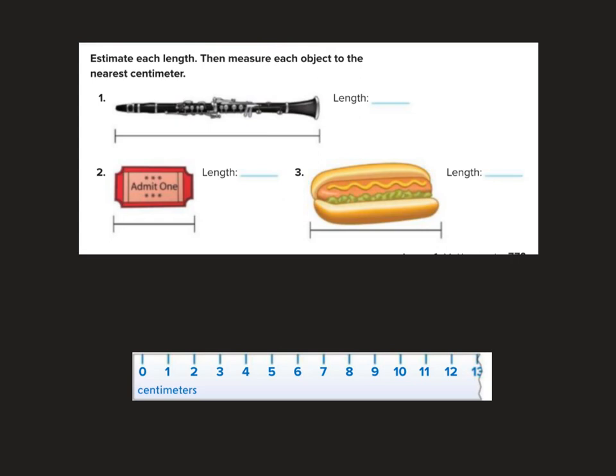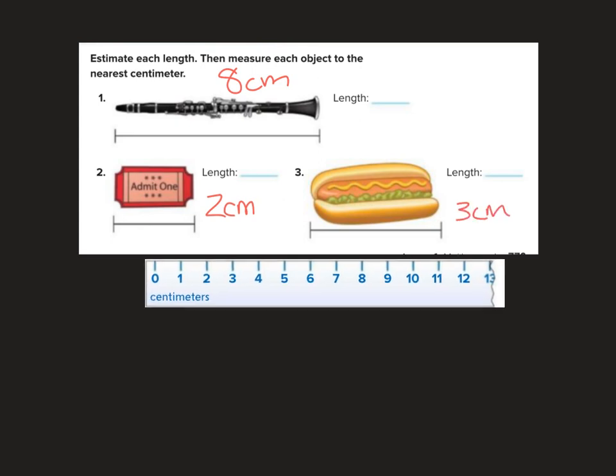Okay, so we're supposed to estimate and then measure each object to the nearest centimeter. So in looking at my centimeter gauge down here, I would guess 8 centimeters would be my guess. Okay, I would guess this would be about 2 centimeters, this little ticket here. And this looks like about 3 centimeters. Now let's get our ruler out and measure.